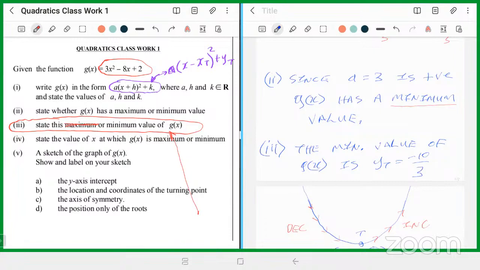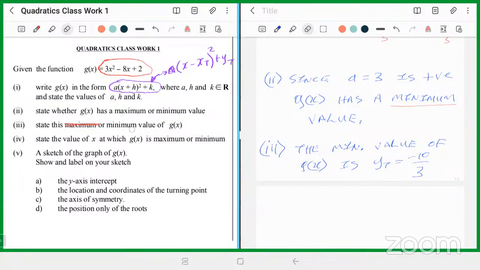All right, that is the minimum value. And then the next part now, so far so good, everybody good with that? Everybody okay? Yes, sir. Good.